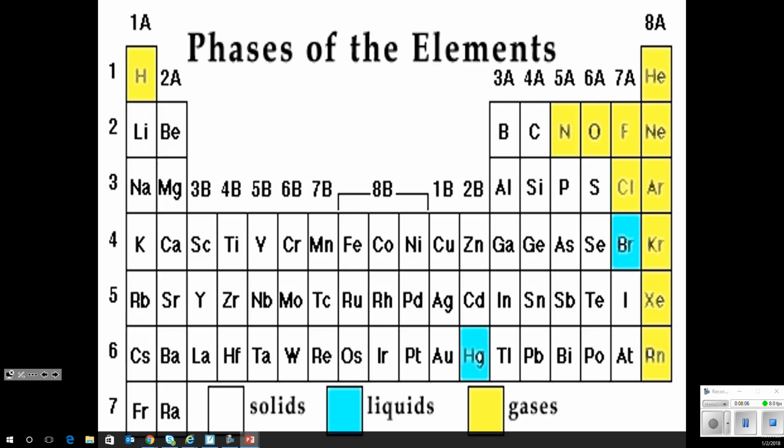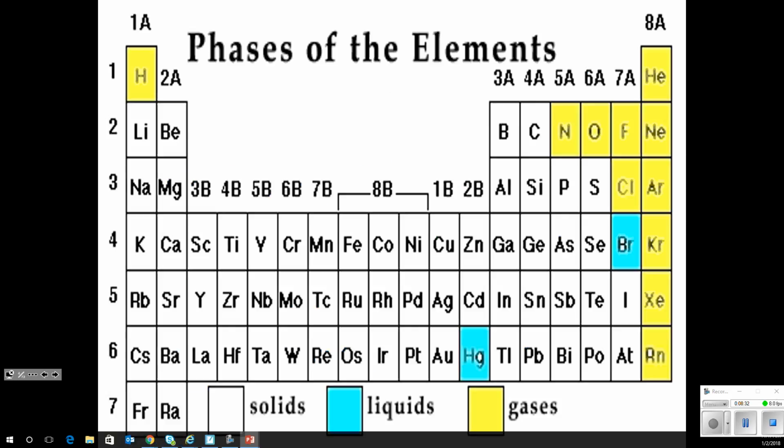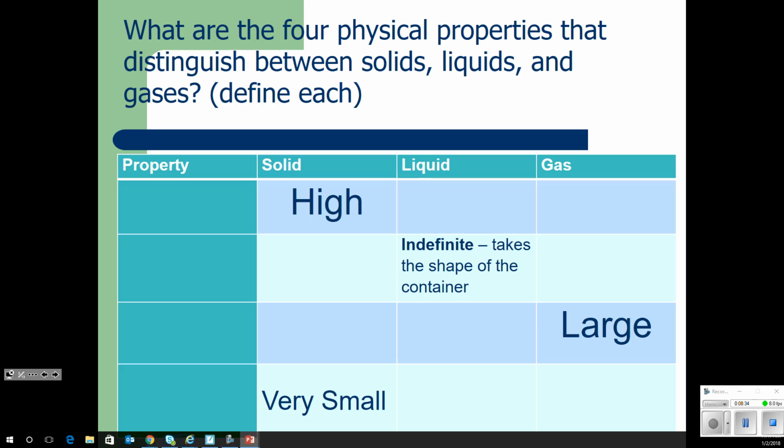Solids. Okay, so most of the periodic table is solid. So if you know what the 2 liquids are and what the gases are, you know everything else is solid at room temperature. So we've got NOF again, nitrogen, oxygen, fluorine, and chlorine, and hydrogen besides the noble gases. Okay, those are our liquids. And then the last question: what is the most common state of the elements found? We just said that. It's solid. Okay, and that's what we're going into right now.